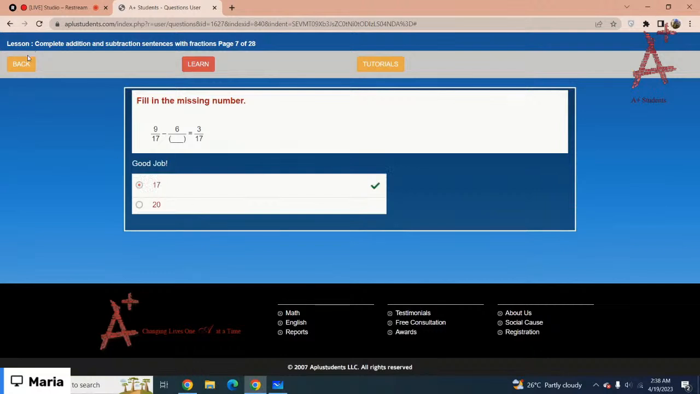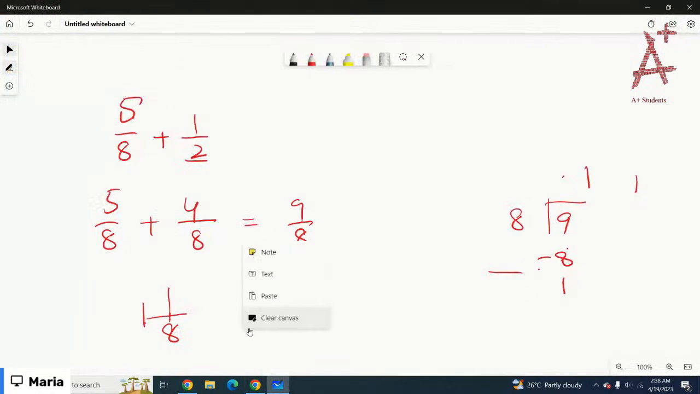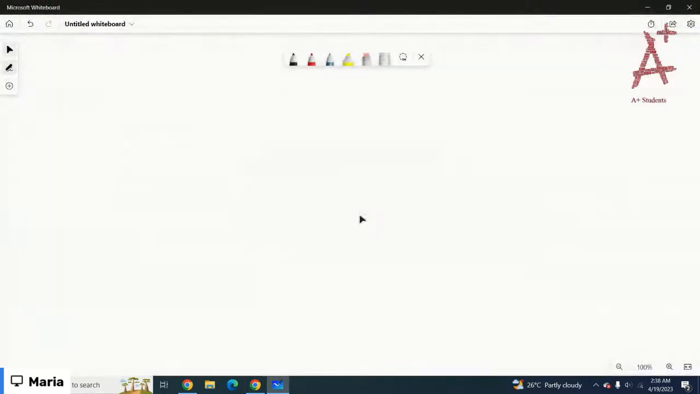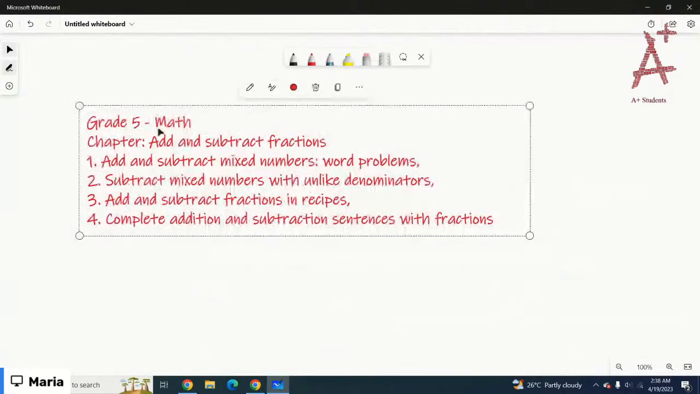Okay, you can complete the test by yourself later today. So we're working on grade 5 maths. The chapter we're working on is add and subtract fractions. Lessons we have covered today are add and subtract mixed numbers word problems, subtract mixed numbers with unlike denominators, add and subtract fractions and recipes, complete addition and subtraction sentences with fractions.